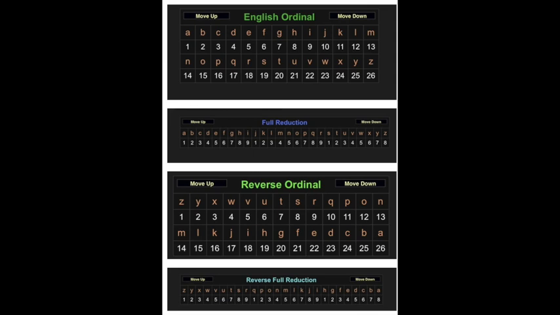Big thing. Our third cipher is reverse ordinal. That's with the alphabet backwards, so Z is 1, Y is 2, X is 3, all the way till A is 26. And our fourth cipher we'll be covering is where Z is 1, Y is 2, X is 3, all the way till A is 8, because it has reduction, reverse full reduction. Using the rules of numerology, you're going to go down to a single digit in that cipher.